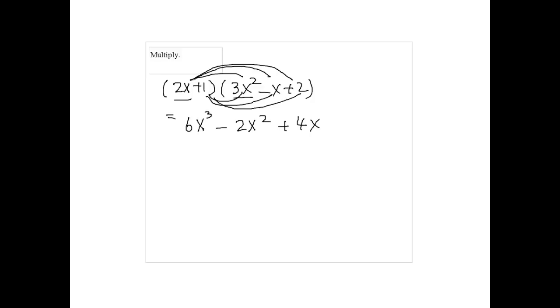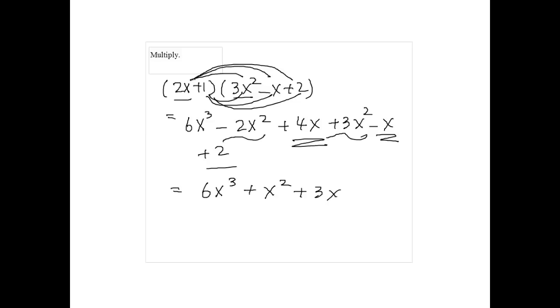And next we multiply 1 to each term in the second parenthesis. So we have plus 3x squared minus x plus 2. By combining like terms, we have 6x cubed plus x squared plus 3x plus 2.